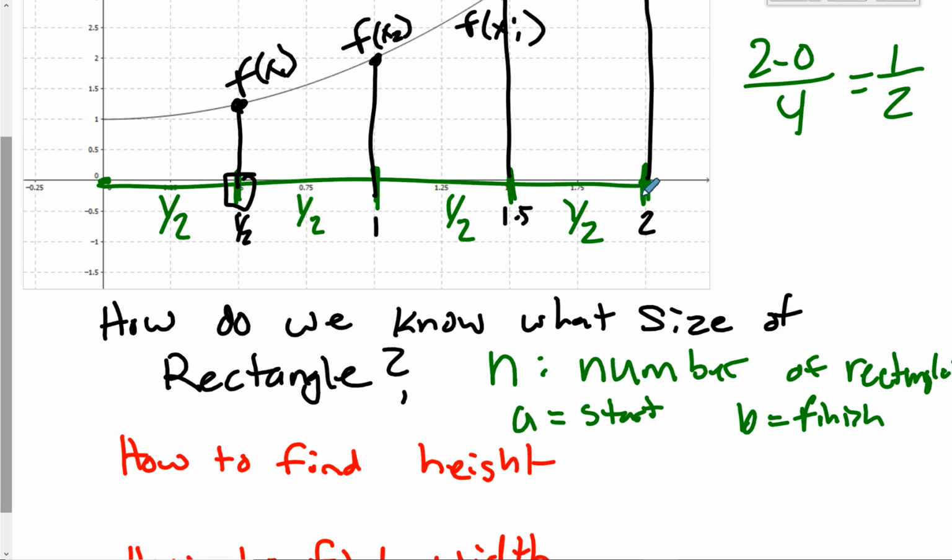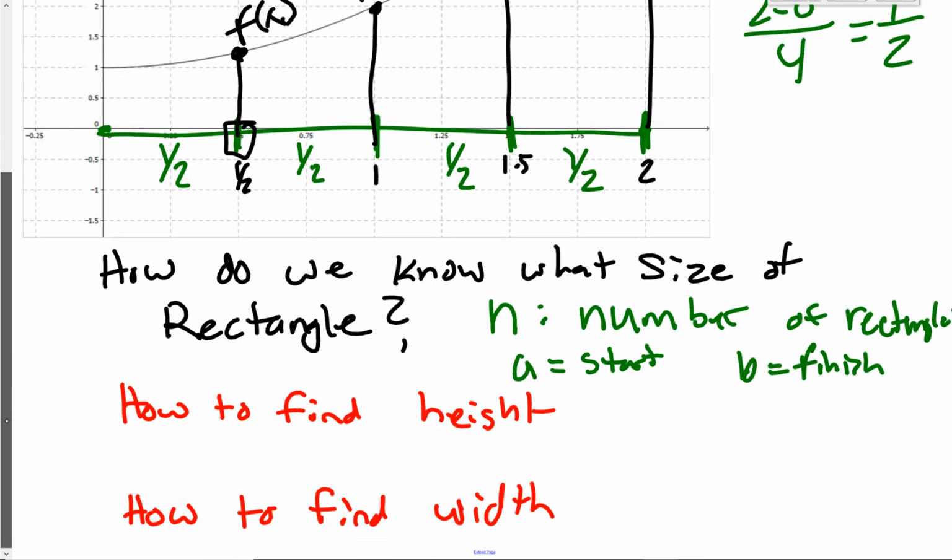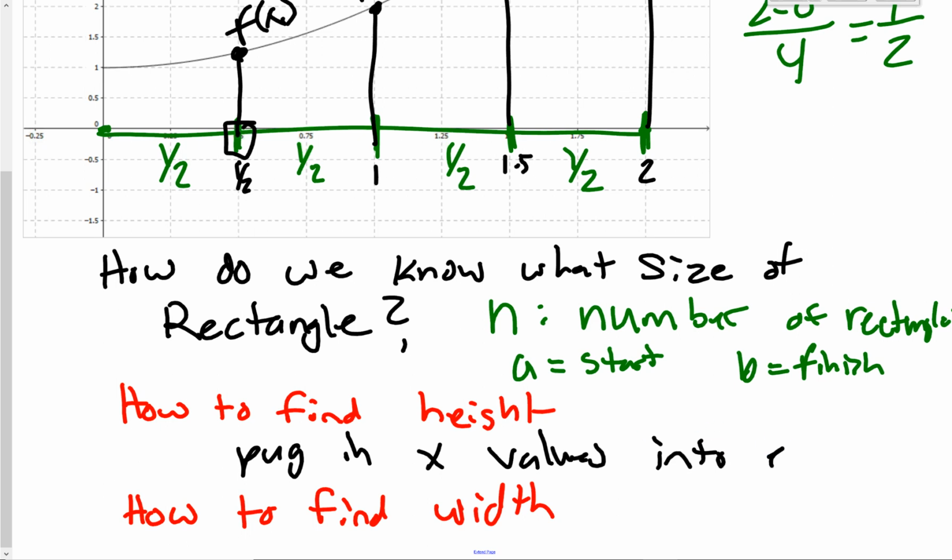So in order to find the height, we take and plug our x values into the equation, the equation that they give us. Or if we do have a graph, we could look and say, okay, that's that much, and so on, right? But usually it's the equation that they give you.